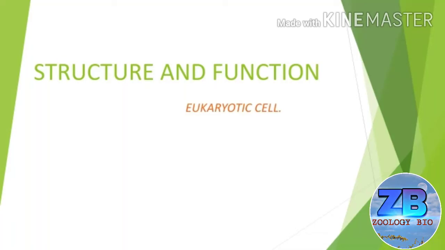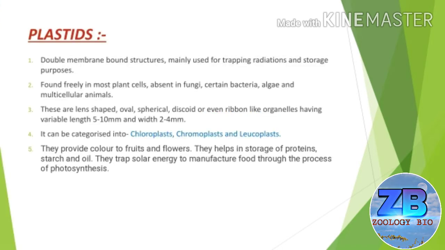In this video I am talking about the structure and function of eukaryotic cell. So let's start. Now the cell organelle is plastids. The term plastid has been derived from Greek word plastikis, that is formed and moulded. These are double membrane bound structures mainly used for trapping radiations and storage purposes.